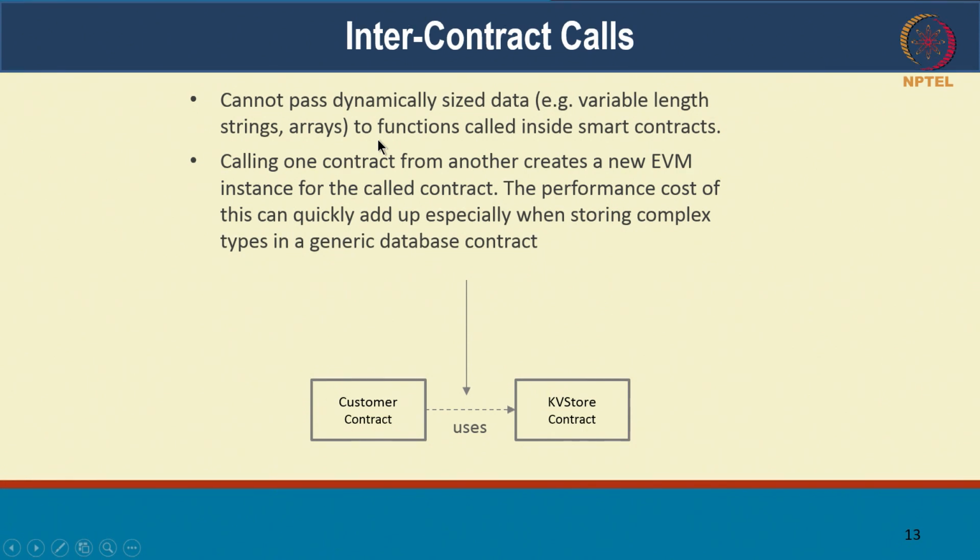Calling one contract from another contract also creates a new EVM instance. Let's say I have two contracts, contract A and contract B, both independently running in EVM instances. If contract A calls contract B, it does not use the existing EVM instance, it actually creates an altogether new instance. So many such instances are created, and if one contract is simultaneously called by many other contracts, that becomes a performance bottleneck, because I'm spawning so many redundant instances when I could potentially do with just one EVM instance. So there is a performance penalty when you make inter-contract calls.